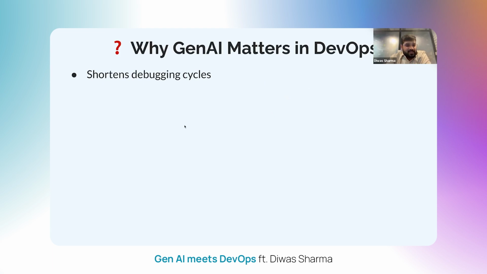So, as I mentioned, let's go step by step. First, it shortens debugging cycles. If you have used it, that was probably the first thing you turned to Gen AI for. It's a big problem, especially in DevOps. We all face it: there are huge log files and multiple lines of config files, and analyzing each of them line by line used to take a long time to debug a small problem.